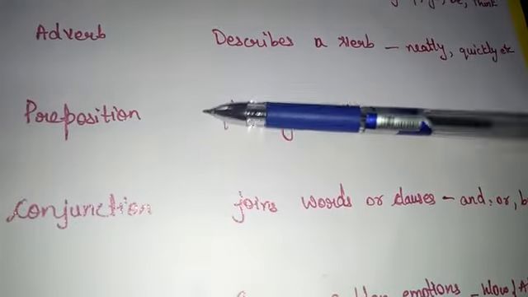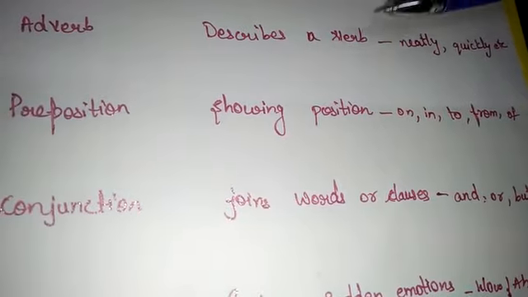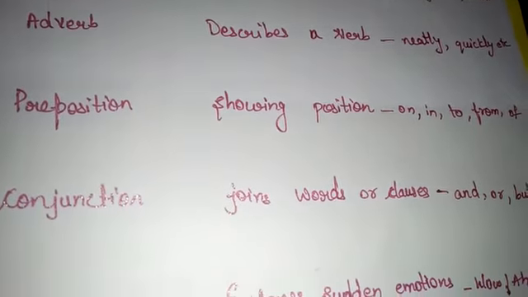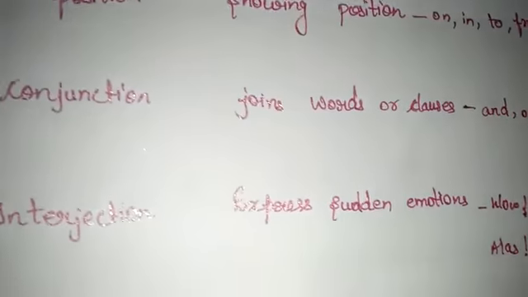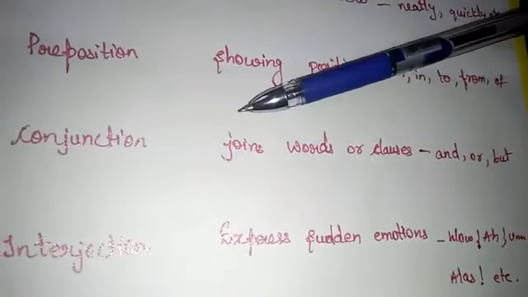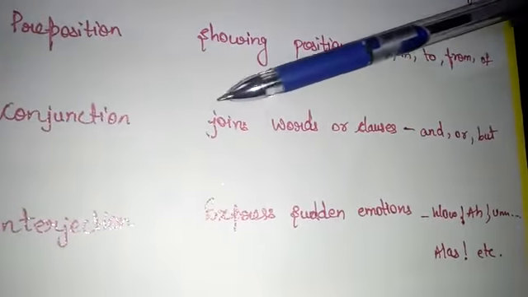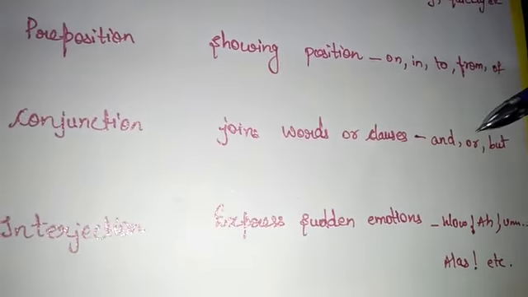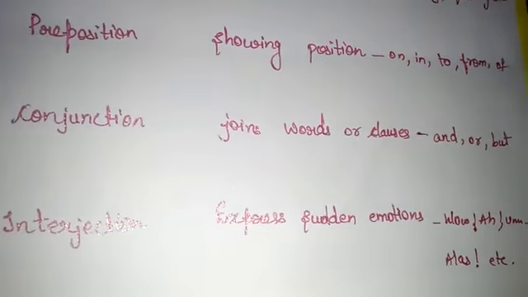Then comes preposition. A preposition shows the position, place, where it is: on, in, to, from, of, behind, beside. These are examples of prepositions. Then comes the conjunction. A conjunction joins words or clauses or sentences. For example, and, or, but, etc.